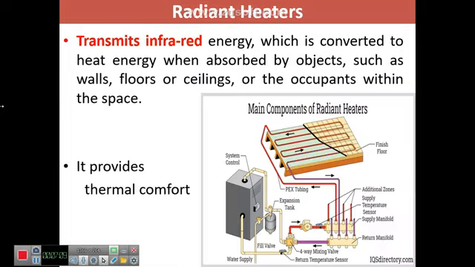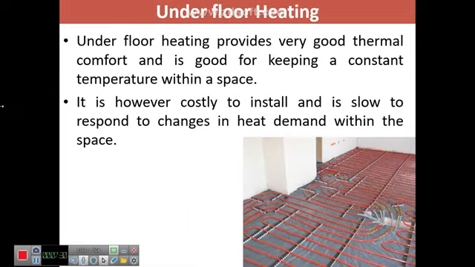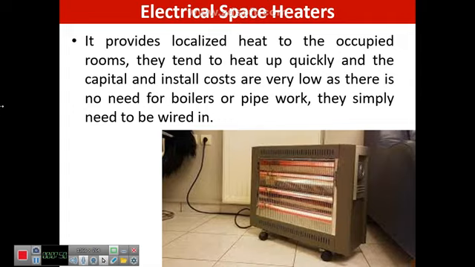Then the next one is radiant heaters. It's an infrared arrangement that transmits energy which is converted into heat and absorbed by the room, wall, or other items in the room. Likewise we get thermal comfort in the particular area. Then the next one is underfloor heating. It's a unique type of arrangement giving comfort, making the room a heated one by providing heating arrangements over the floor. Okay, the next one is the electrical space heater.